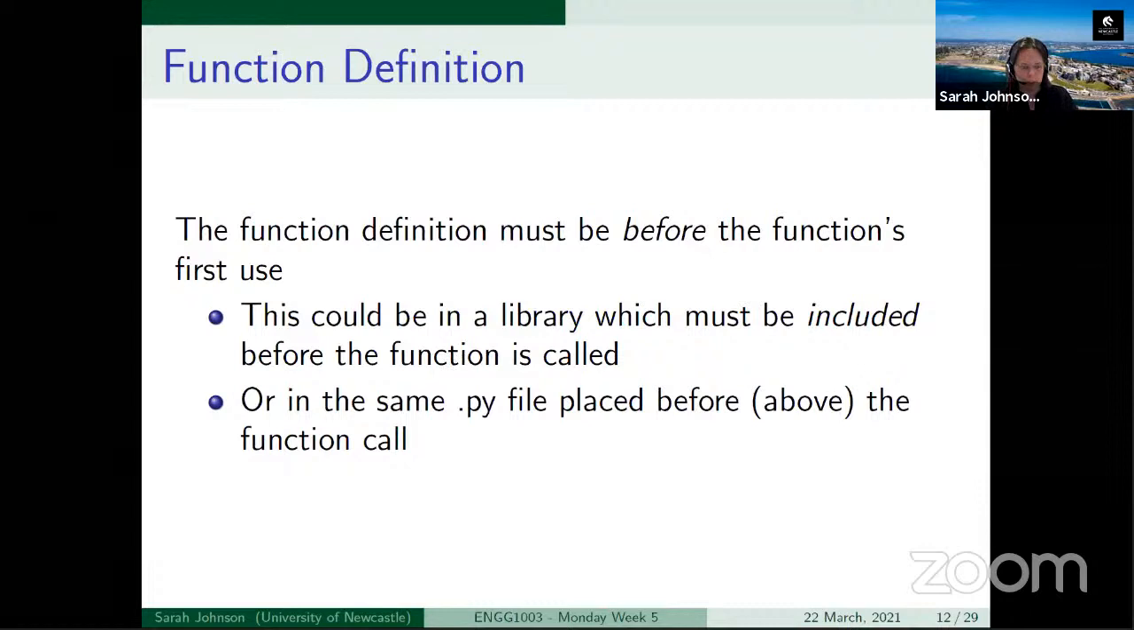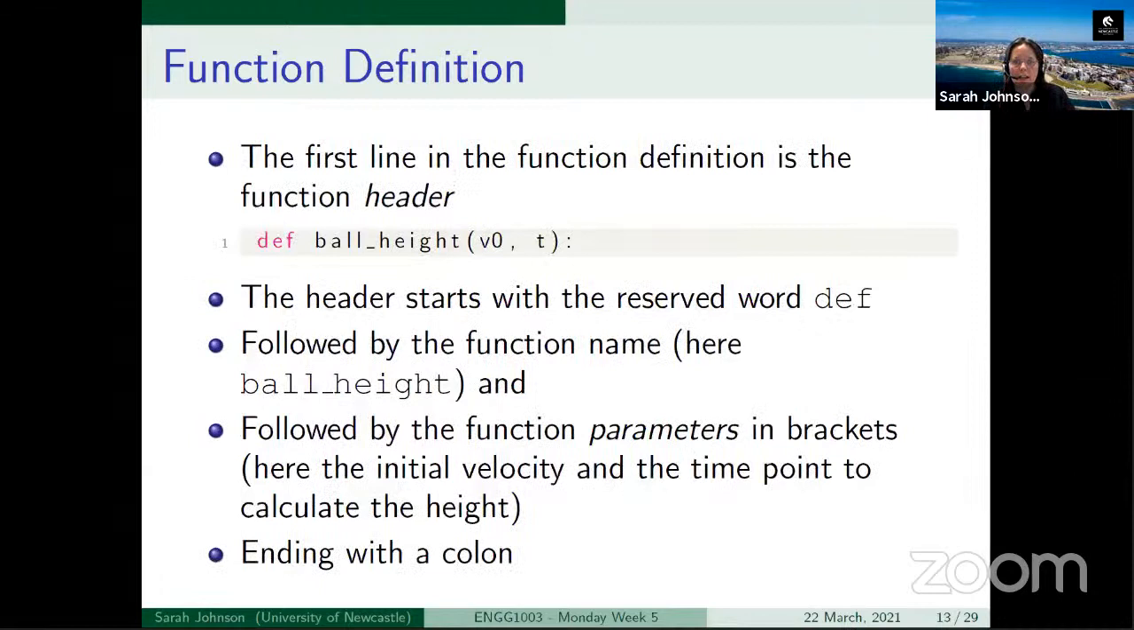Some terminology. The first line in the function definition is the function header. So def ball_height v naught t colon is the function header. It must start with the def, then the name of the function, and then the function parameters, which are the values required by the function in order to do its calculation.